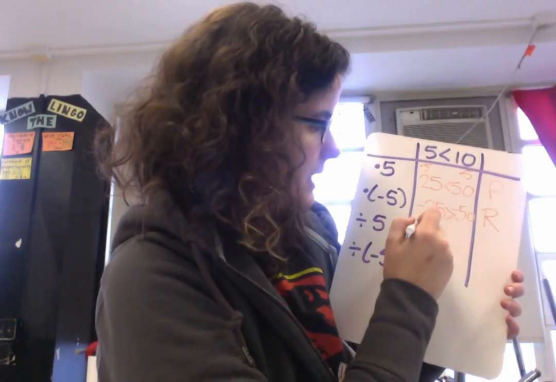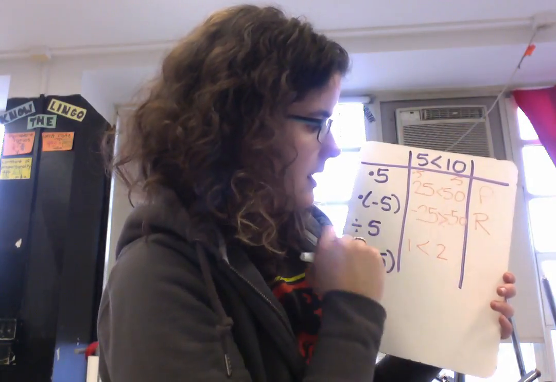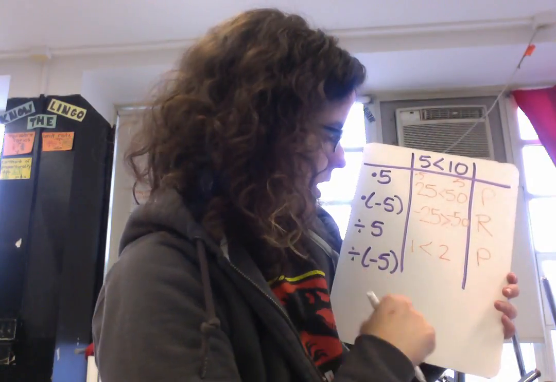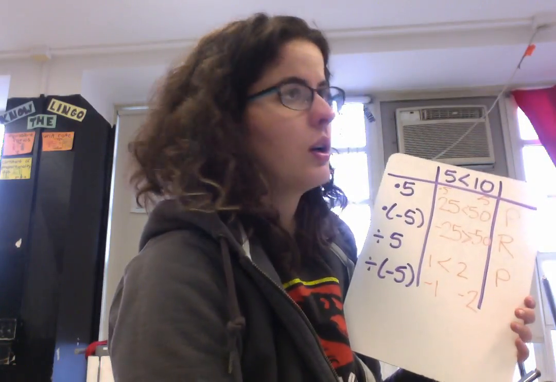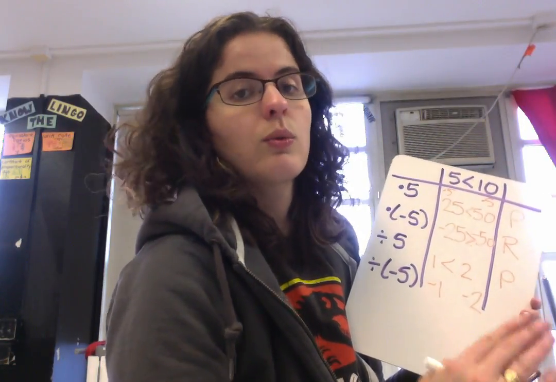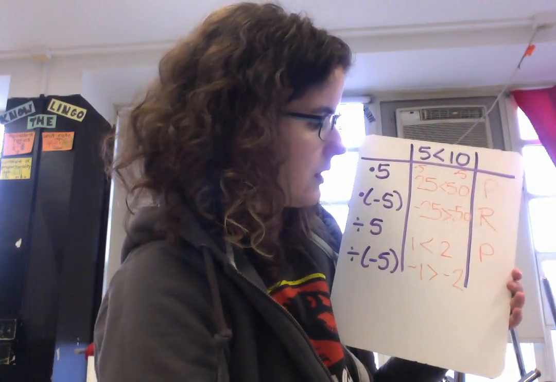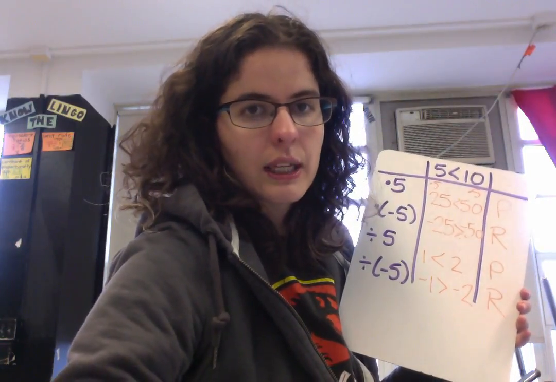Now if we divide by positive 5, we will have 1 and 2. Well, 1 is less than 2. So from the original inequality, it was preserved. If you divide by negative 5, you'll have negative 1 compared to negative 2. Negative 1 is to the right or above negative 2. So in fact, negative 1 is greater than negative 2. And once again, we have a reversal of our inequality.